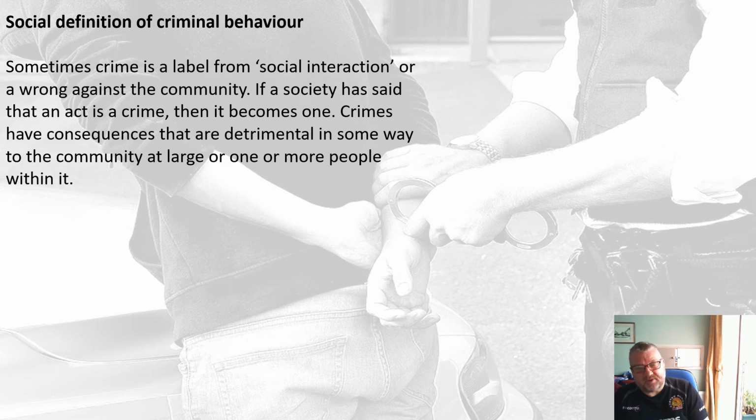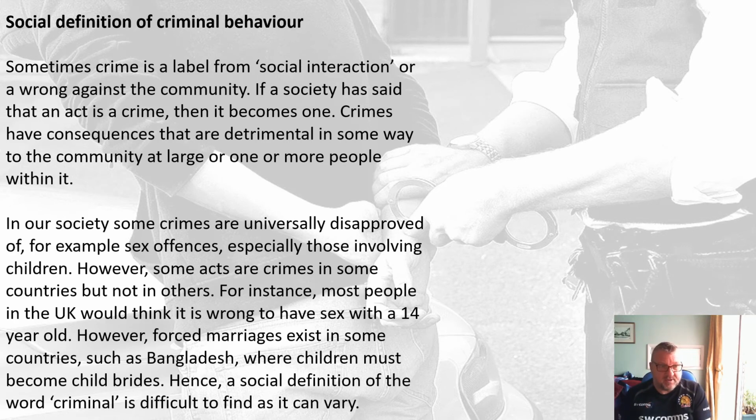So we've looked at a legal definition of crime, but also you could argue that there's a social definition of crime as well. Some people would say that crime is a label from social interaction or a wrong against the community. Because if a society has said that an act is a crime, then it becomes one. So crimes have consequences that are detrimental in some way to the community at large or one or more people within it.